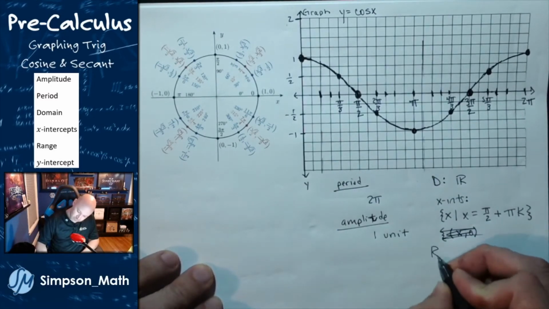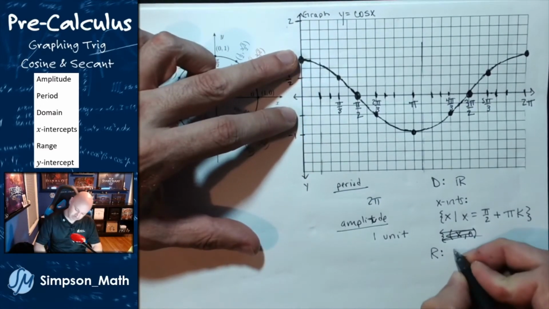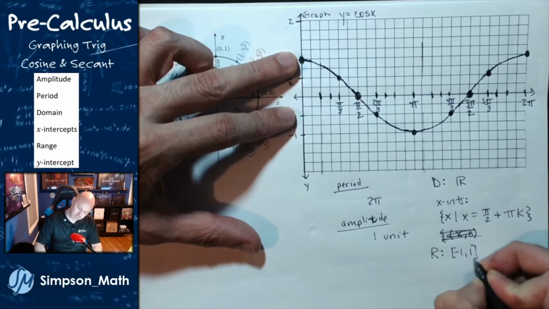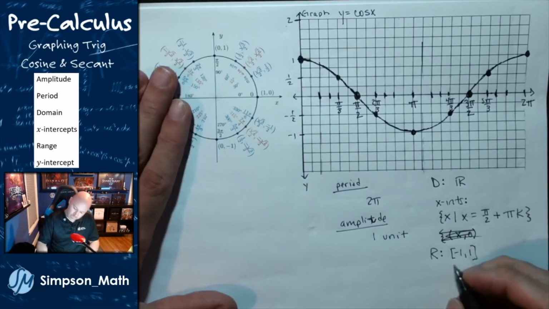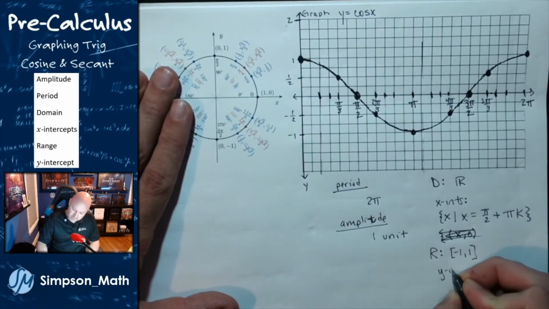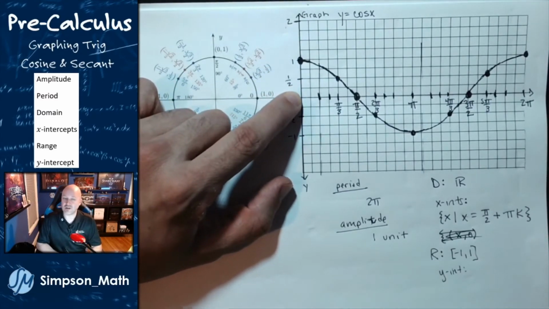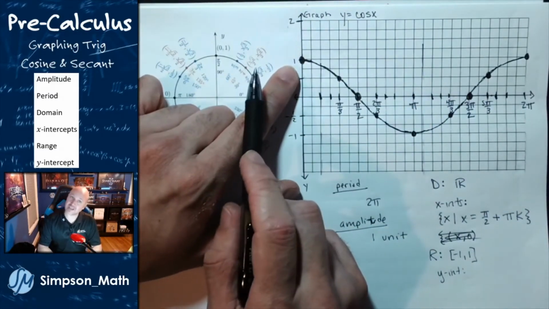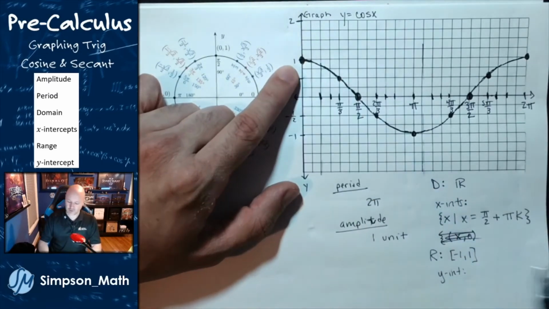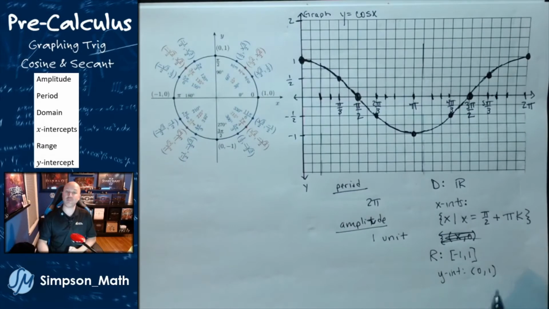Range. Oh, this is stuck between -1 and 1. Sine and cosine are famously bound by -1 and 1. Y-intercepts. Well, sine was at the origin. Sine started at 0, 0, and then went up. Cosine starts high. It starts at 1 and falls down. So the y-intercept for cosine is 0, 1, the ordered pair, the point.